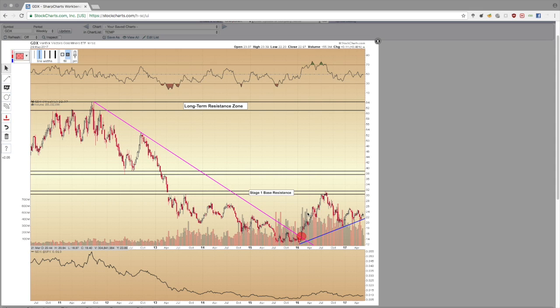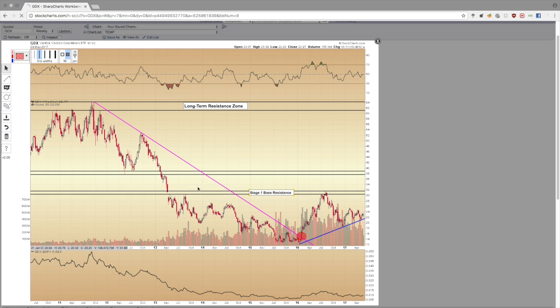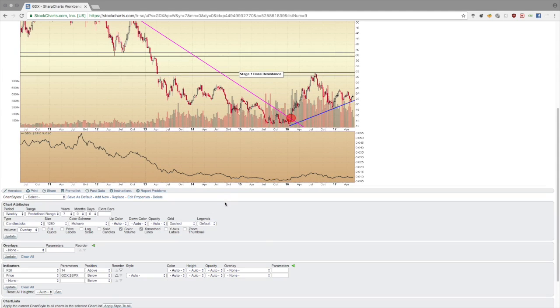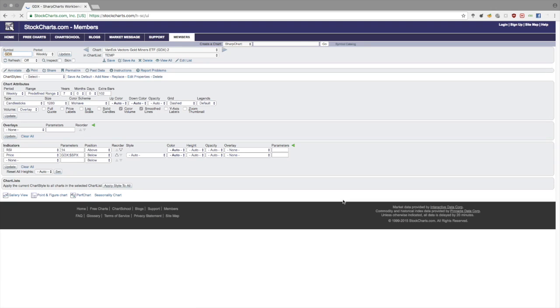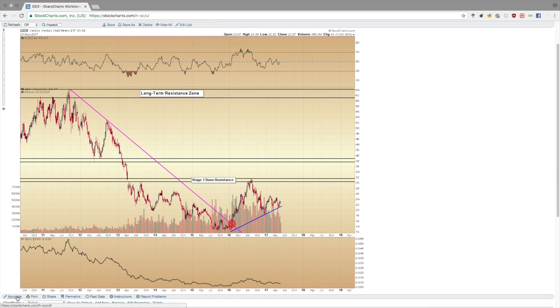Okay, now, where does that leave us? We have a broken long-term downtrend, a new primary rising trend underneath a stage 1 base resistance. Okay, so I want to save this for a moment, and I actually want to extend this chart out. So let's add another 2 years worth of bars. We can extend this out into the future. Okay, so let's go back to annotating.